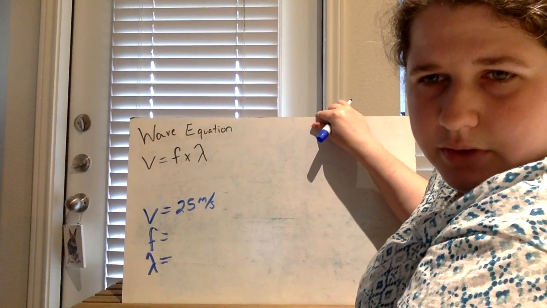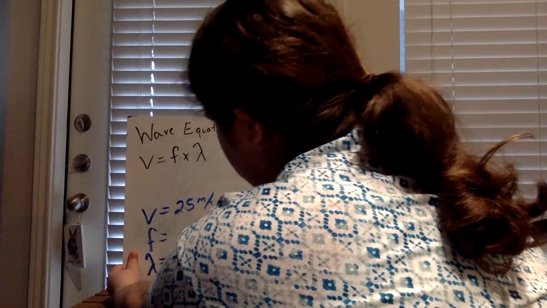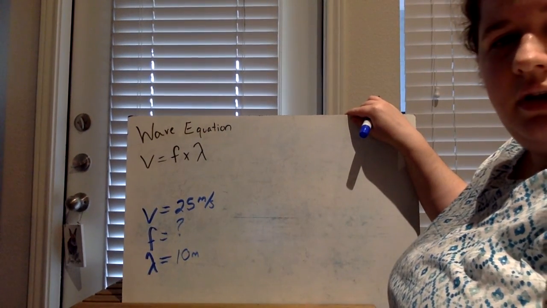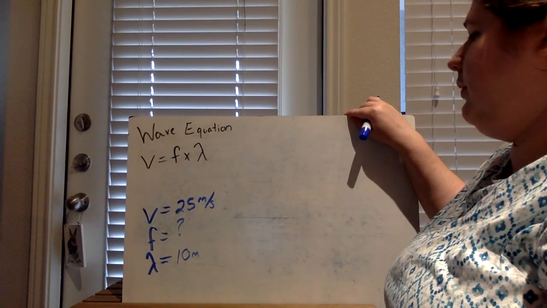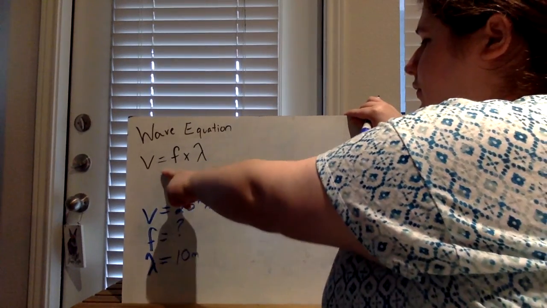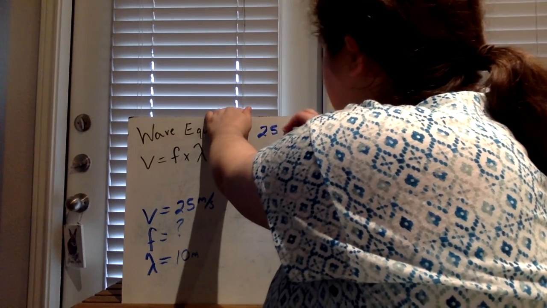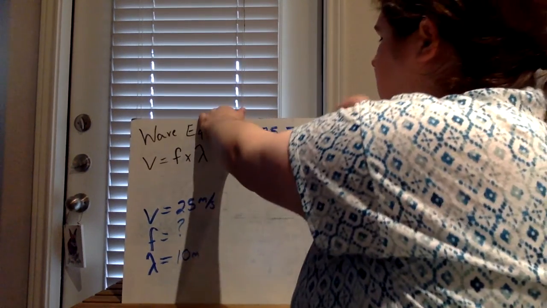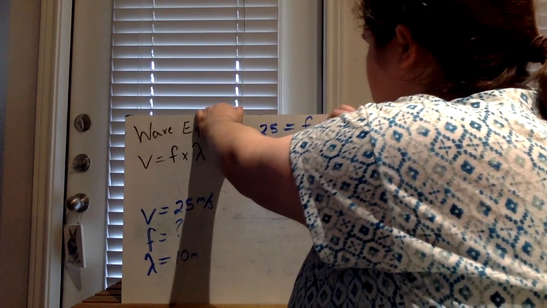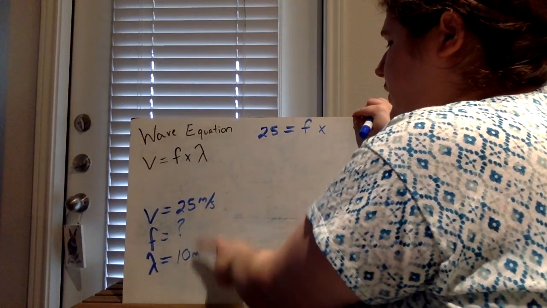It has a wavelength of 10 meters, and I'm looking for the frequency. Okay, so let's plug this one in. So V is 25, which is equal to frequency, which I don't know, times wavelength, which is 10.